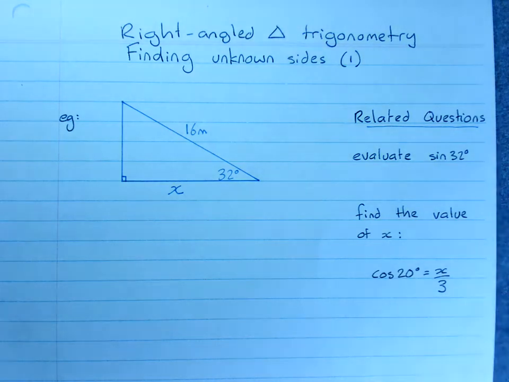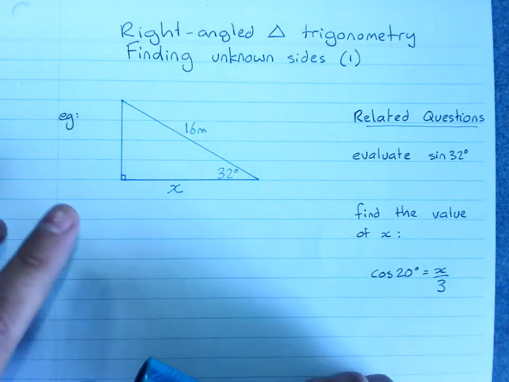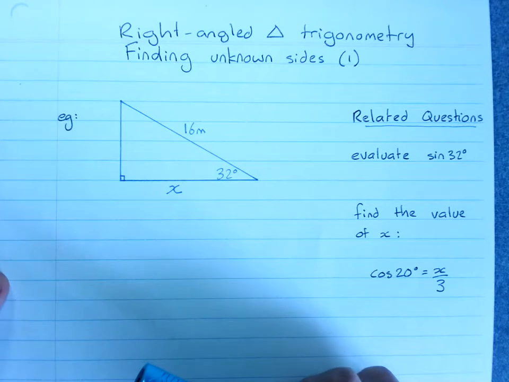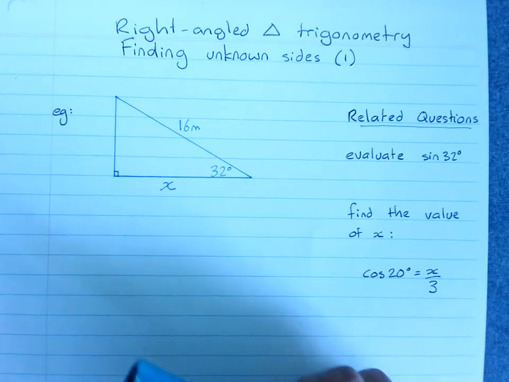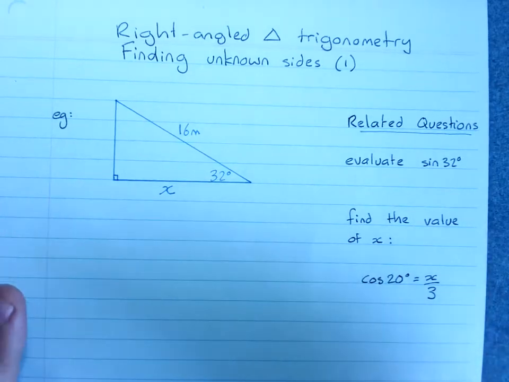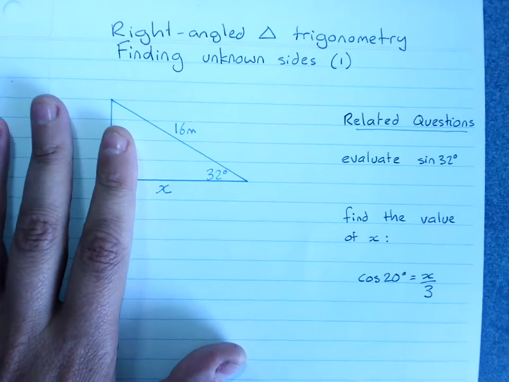Right angle triangle trigonometry, finding unknown sides. There are two types of questions that we'll have to look at. This is video 1. Our aim here is to be able to use a right angle triangle where we know an angle and a side to find one or both of the other sides. So this type of question here. There's a couple of related questions that I'll really quickly mention before we get into how to solve this.